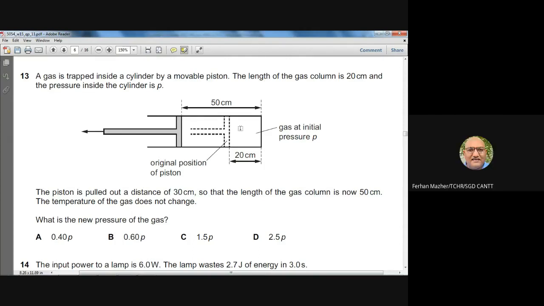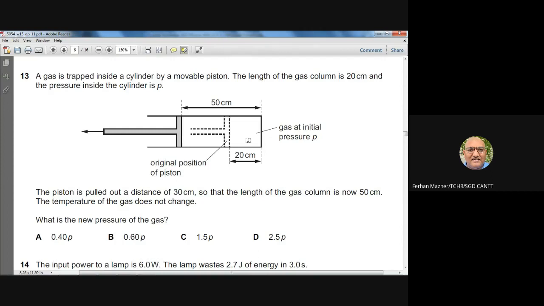When the piston is here, the length of this cylinder in which we have the gas will be 20 centimeter. And when you pull this piston backward, when you brought the piston here, the length of this cylinder in which we have the gas becomes 50 centimeter. So the length here is 20, the length in this situation is 50.